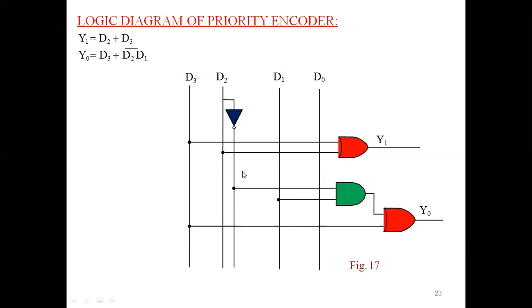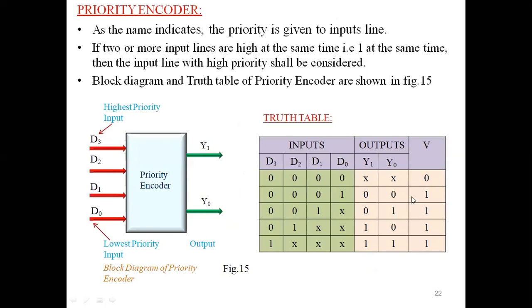And here pass D2 complement. D2 we passed as 0, so the complement is 1. D1 value is also 1, so 1 into 1 is 1, and D3 value is 0. 1 plus 0 is 1. So y1 is 0 and y0 is 1. See here, y1 is 0 and y0 is 1.